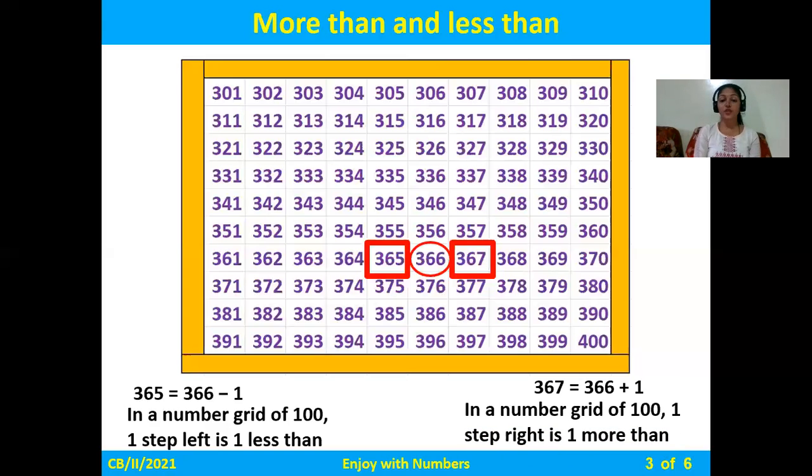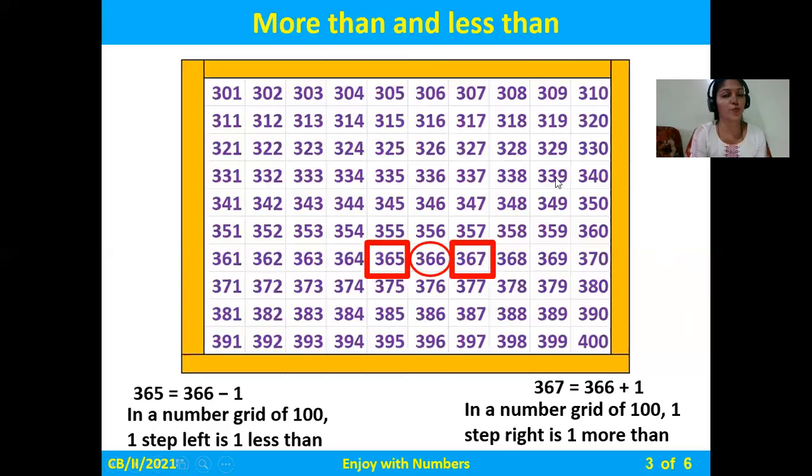So in a number grid of 100, one step to your right side is 1 more than. Whenever we are saying 1 more than the given number, we have to immediately say the next number, that is forward counting. When we ask about one less than a given number, then always you have to come one step backward. So that would be the answer. In this case, it is 365. That's clear how to do it?